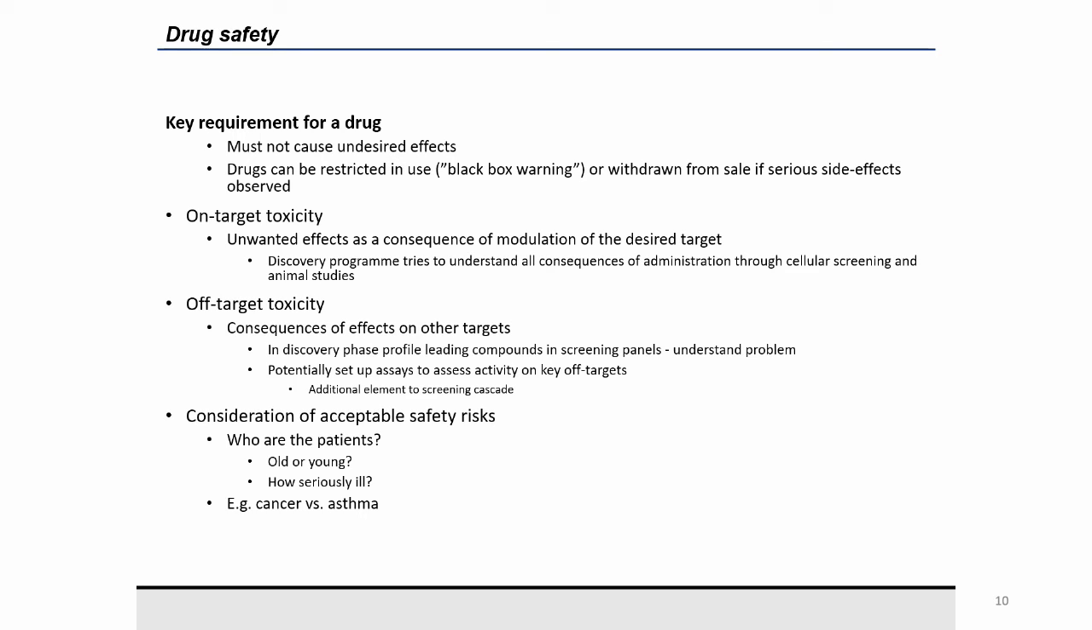And then also you need to consider what is an acceptable safety risk for your potential product. So think about, who are your patients? How old are they? How seriously ill are they? You can imagine that a drug to treat cancer in older patients who are at risk of dying potentially quite rapidly can afford to have a bit more of a toxic side effect than would be tolerable for a drug treating asthma in children, for example.